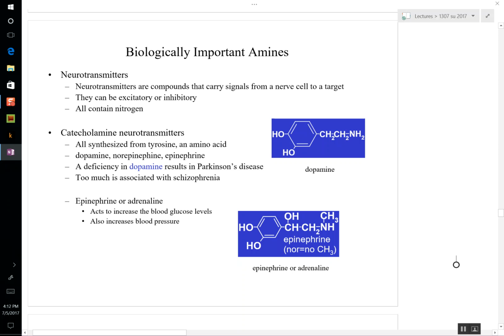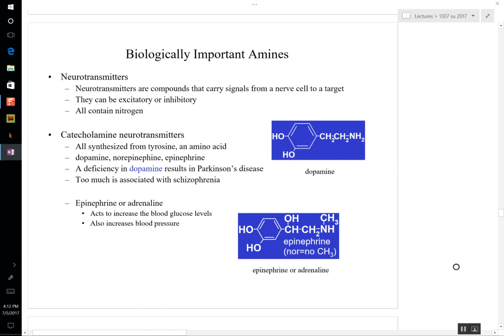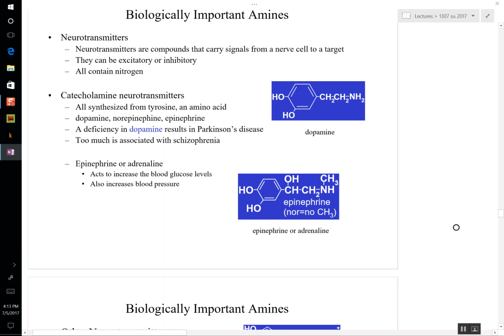Epinephrine is a naturally occurring molecule. This is adrenaline. You don't need to memorize these structures. But notice, dopamine is telling you it's an amine. What organic class does dopamine fall into? Amines. Okay? Trying to help you out here. I don't know if that's one of the questions.